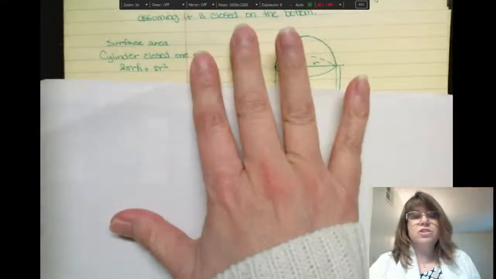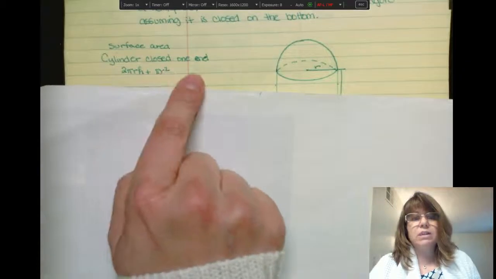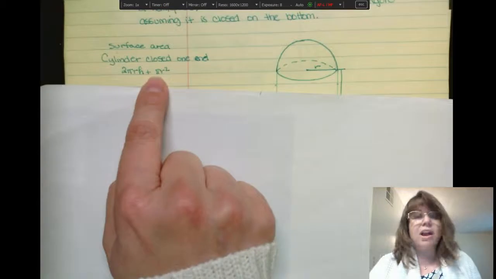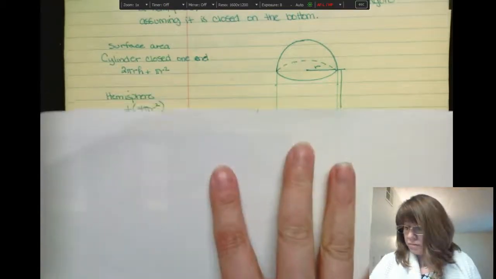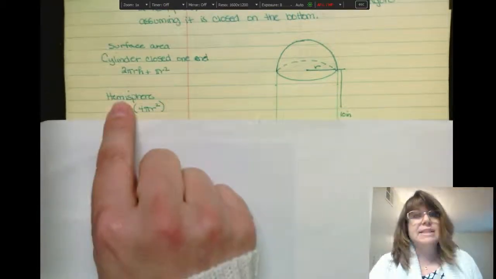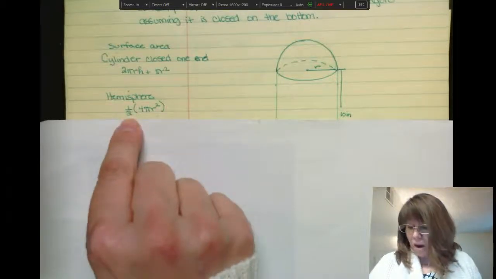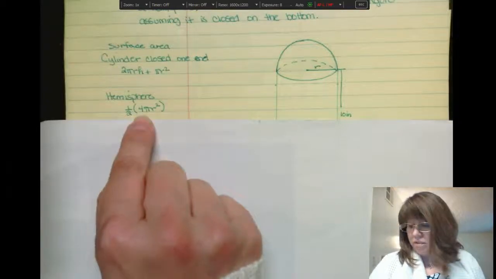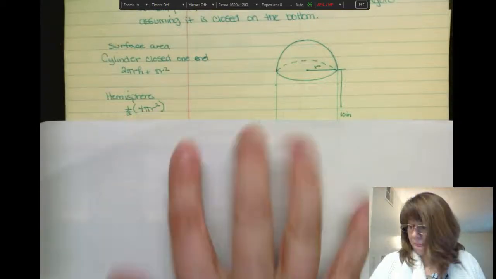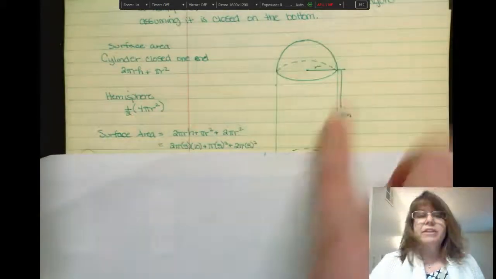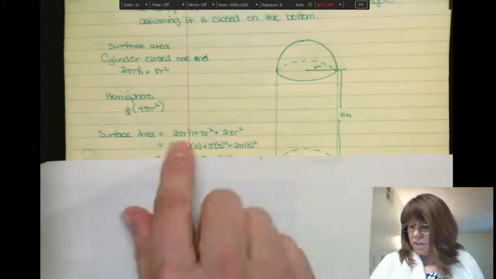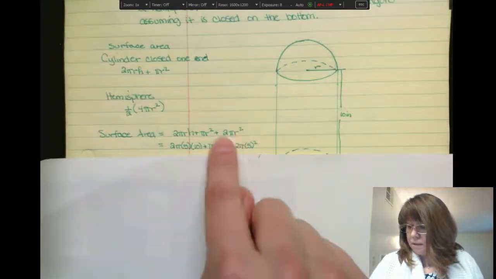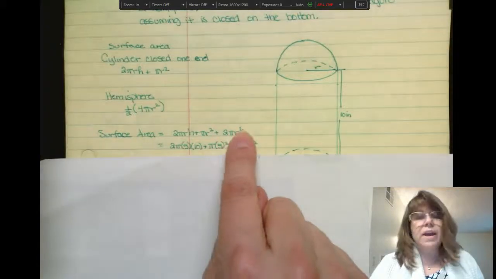Okay. So the surface area of a cylinder closed at one end, we're just going to use our formula, 2 pi rh plus pi r squared. A hemisphere is half of a sphere, so I'm going to multiply 1/2 times the formula for the surface area of a sphere, which is 4 pi r squared. That will give me the surface area of our object to be 2 pi rh plus pi r squared from the cylinder plus 2 pi r squared.